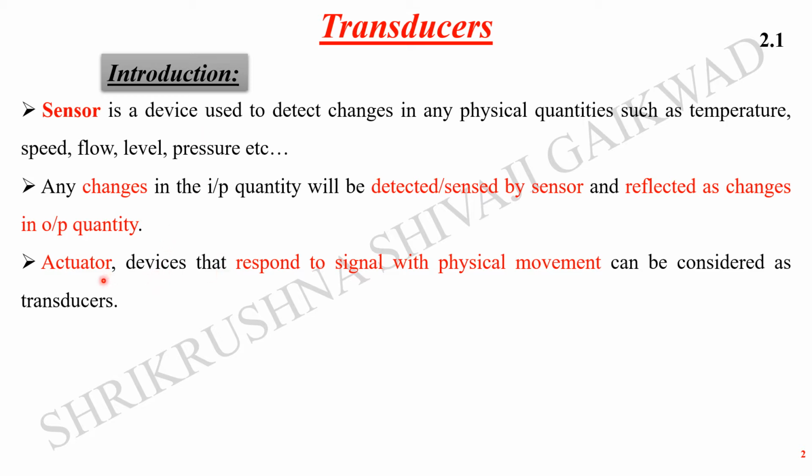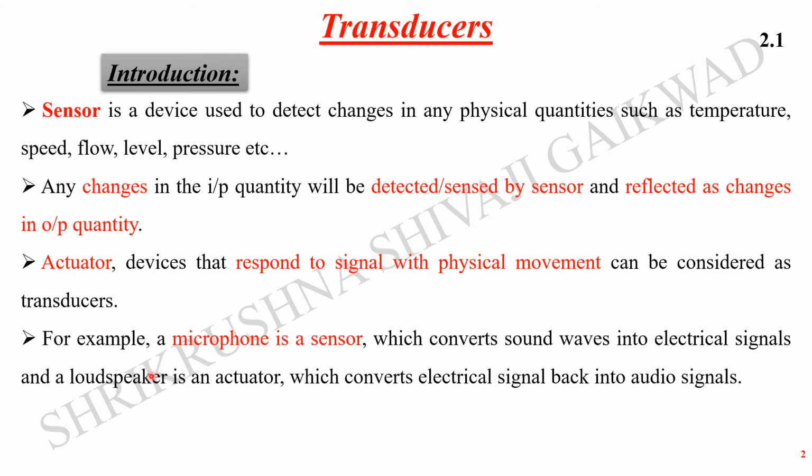There are various devices which are present in the transducer. One of them is the actuator, a device that responds to a signal with a physical movement, and it can be considered as a transducer. For example, the microphone is a sensor which converts sound waves into electrical signals, and a loudspeaker is an actuator which converts the electrical signal back into the audio signal.